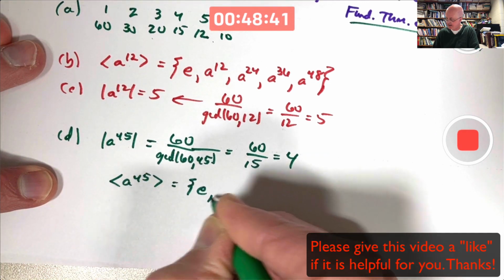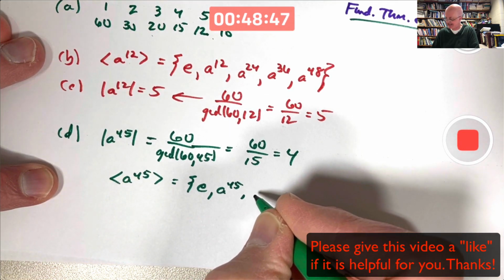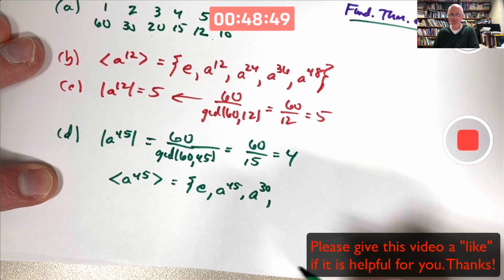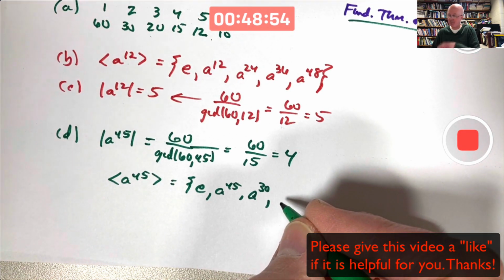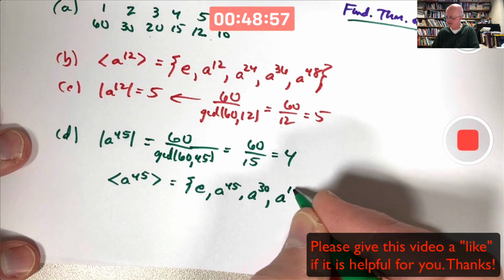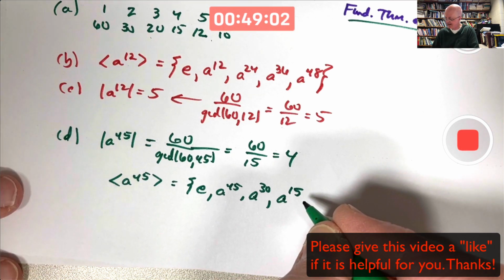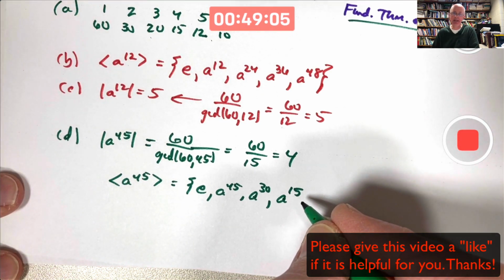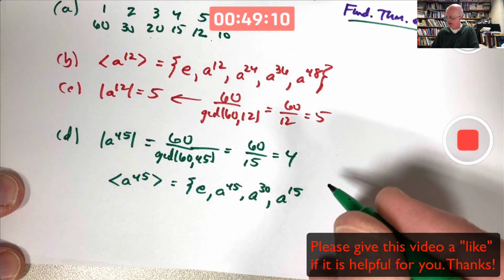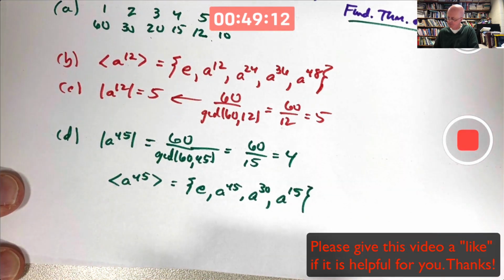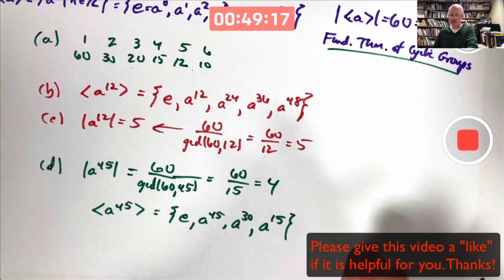What would the elements of the cyclic subgroup generated by a to the 45th be? They would include e, a to the 45th, a to the 90th power mod 60. That's going to be the same as a to the 30th power. a to the 135th power mod 60. That's going to be the same as a to the 15th power. And then a to the 180th power would be e, because 180 divided by 60 has a remainder of 0. Yeah, those would be the 4 elements. Not asked for, but if you wanted to know it, that's what it would be.